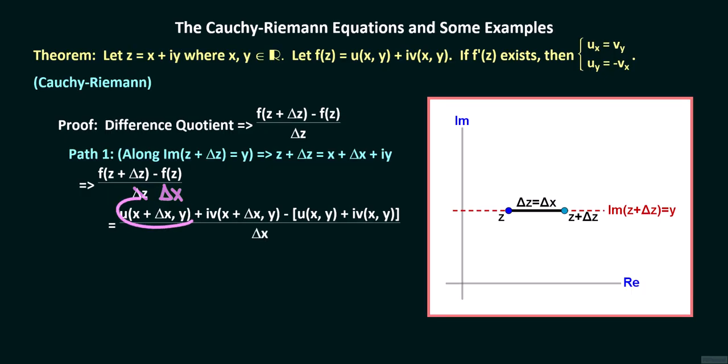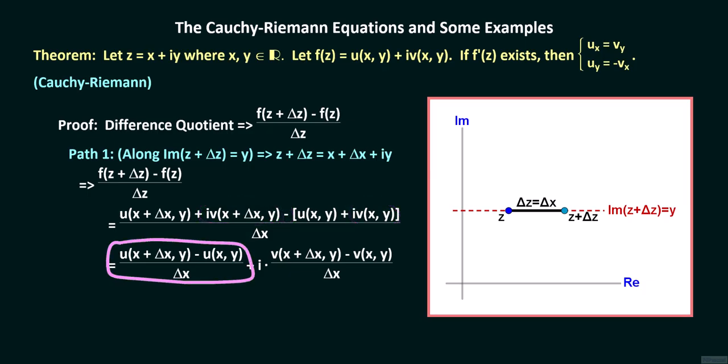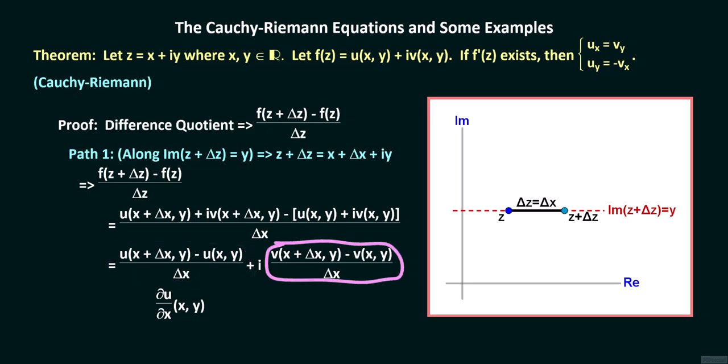We take both u terms and put them together in one fraction. We take both v terms and put them in a separate term. The first fraction is the difference quotient for the partial derivative of u with respect to x. The second fraction is this time the difference quotient for the partial derivative of v with respect to x. Therefore, assuming u sub x and v sub x exist, the difference quotient tends to this quantity as delta z tends to 0 along path number 1. And if f prime of z does exist, this is the formula for f prime of z along path number 1.